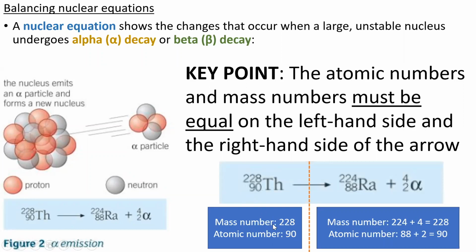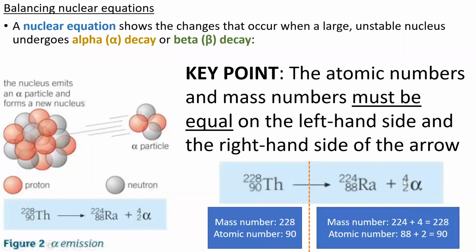So mass number 228, atomic number 90. Mass number of radium 224 plus 4, 228. Yes, that's the same as that. The overall mass is the same. Atomic number 90, atomic number 88 plus 2. This is the alpha particle. Because I said it is really a helium nucleus, it does have a mass and atomic number.